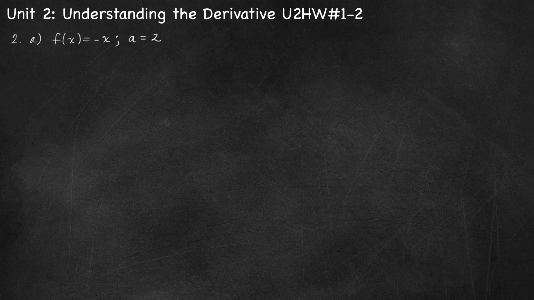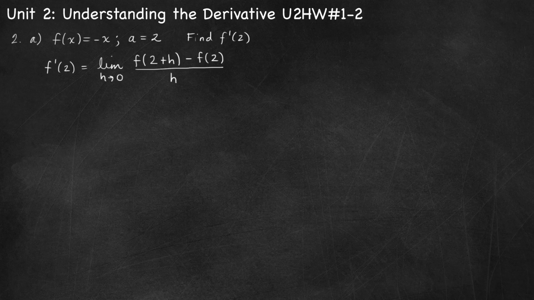Number 2, we want to use the limit definition of the derivative to find the value of f prime of a. So here f of x is equal to -x, and our a value is equal to 2. So we're trying to find f prime of 2. Well, f prime of 2, using the limit definition of the derivative, is going to be the limit as h approaches 0 of f of 2 plus h minus f of 2, over h.